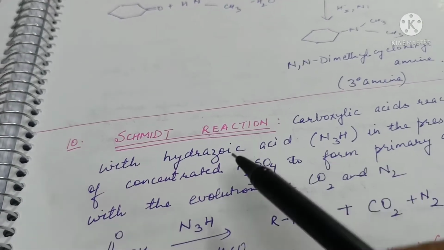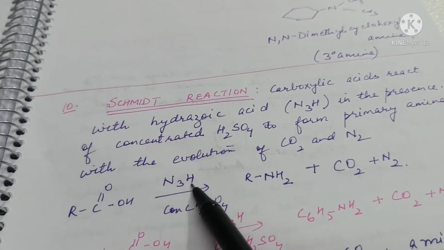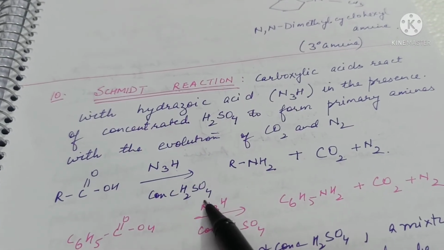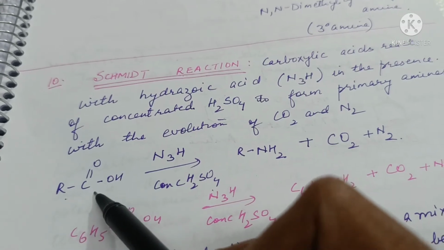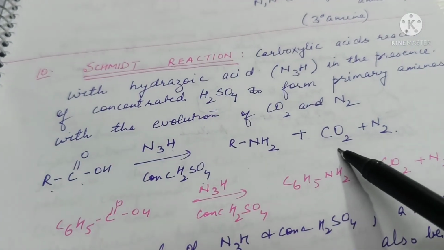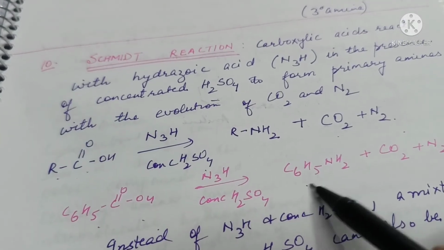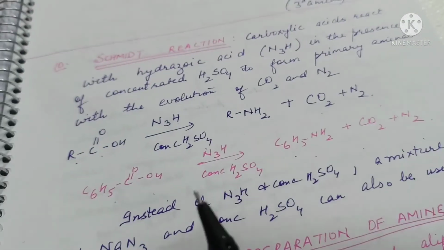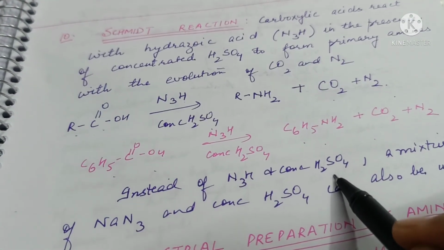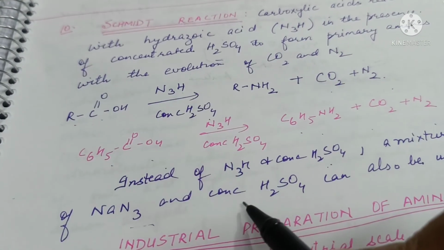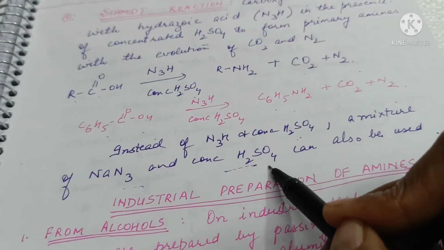Next reaction is Schmidt reaction. So carboxylic acids are treated with hydrazoic acid in presence of concentrated sulfuric acid. An amine with 1 carbon less is formed along with carbon dioxide and nitrogen. Similarly, benzoic acid will form aniline and carbon dioxide and nitrogen. Instead of hydrazoic acid and sulfuric acid, we can also use NaN3, sodium azide, and concentrated sulfuric acid.